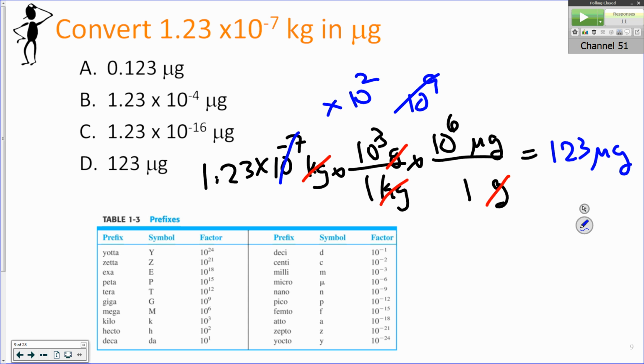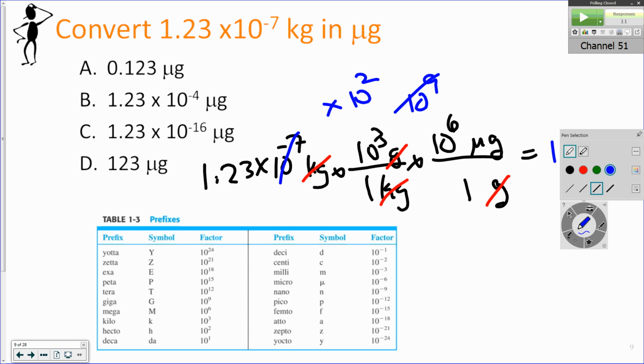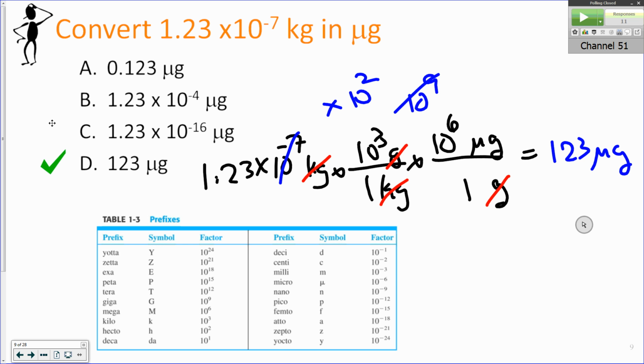123 micrograms, what I expect to see. That's indeed the answer. So, more than half of you are on track. If you weren't one of those, this is something you've got to work on. That should be straightforward for you.